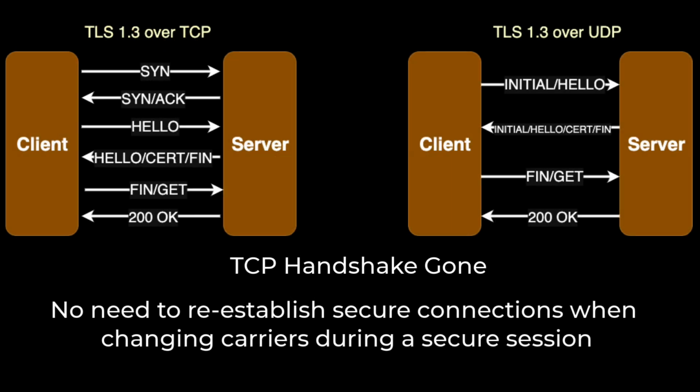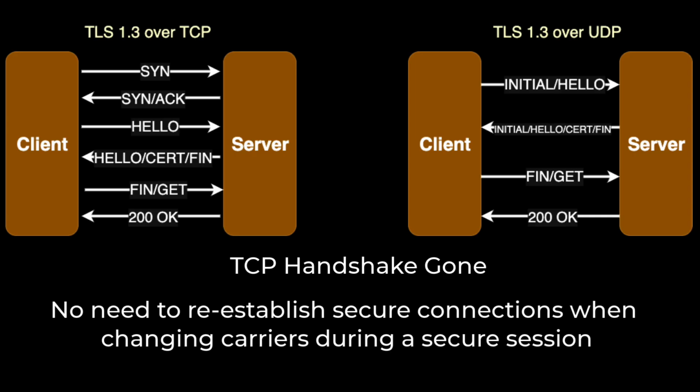QUIC, UDP Internet Connections, is a secure connection-oriented transport protocol that runs on top of UDP. Instead of stacking TCP for reliability and then layering TLS 1.3 for encryption, QUIC builds security and reliability together. That lets it establish new connections in one round trip and resume previous sessions with 0 round trips when possible.